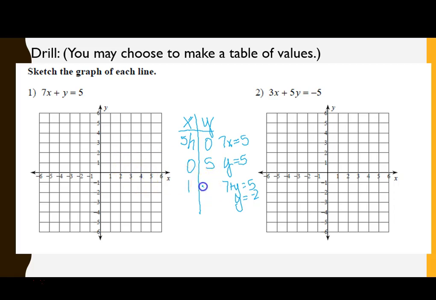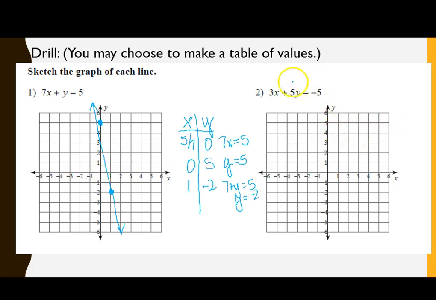And especially easy when one of these is a fraction. So we know that we're going to have 0, 5, and we're going to have 1, -2. So I've got those two key points, and so my line should look a little something like this. So I didn't really have to worry about plotting that 5/7.